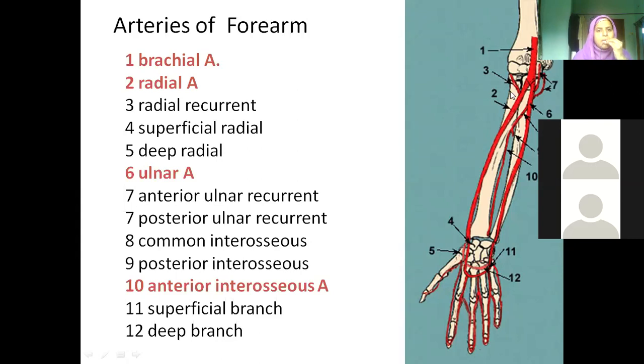So this is the radial recurrent. Then we have the superficial radial branch and deep radial branches. These are the branches coming from the radial artery. Then we have the ulnar artery also. The one which goes behind, you call it the anterior ulnar recurrent, and the posterior. These two also take part in the formation of the anastomosis.